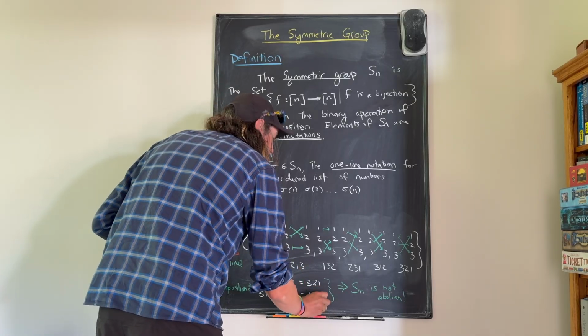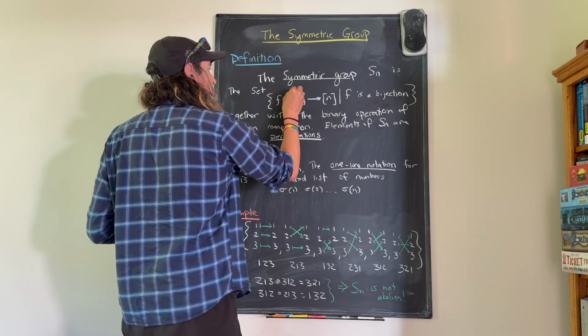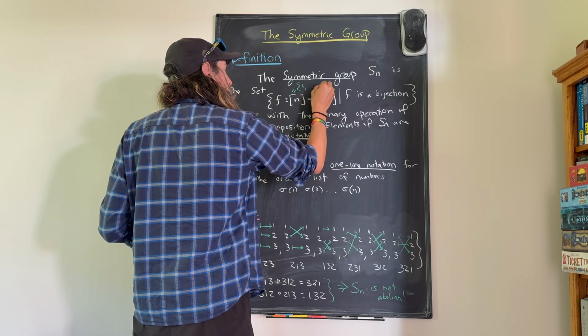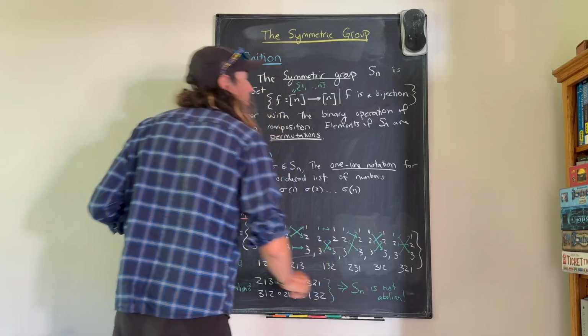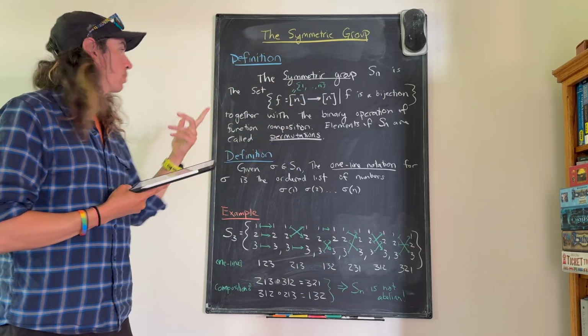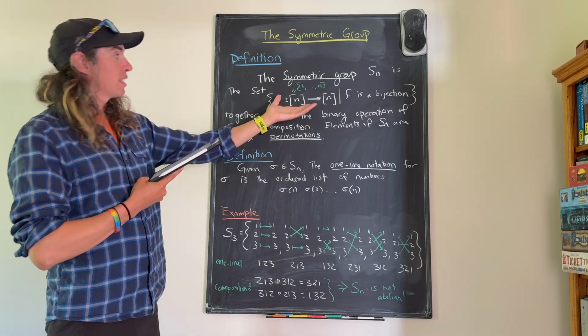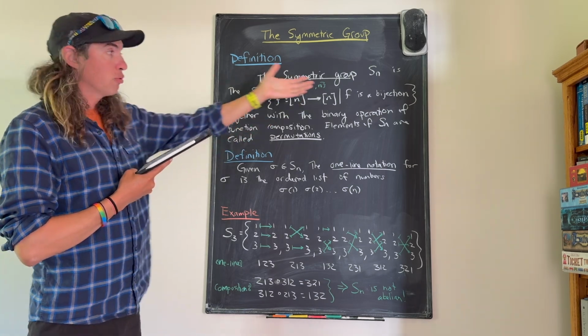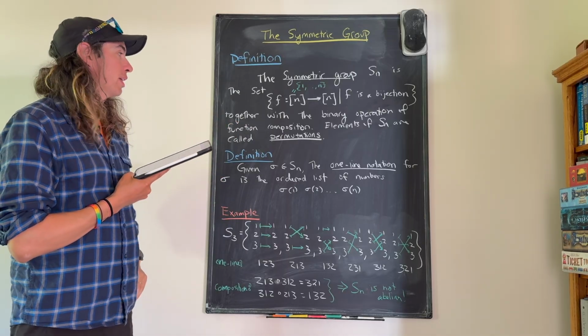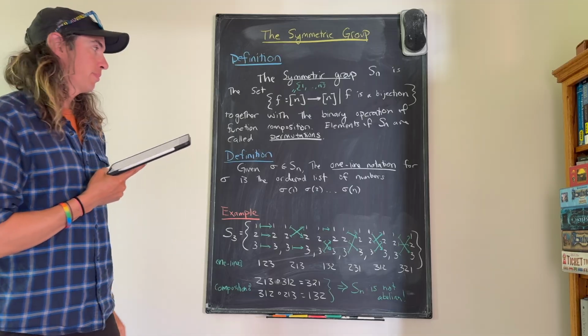And I should have written, this is by definition the set of numbers 1 through n. So an element of the symmetric group is just a bijection from the set of numbers 1 through n back to itself. As a set, that's what it is, but it's a group, and so it has a binary operation on it, which is function composition.